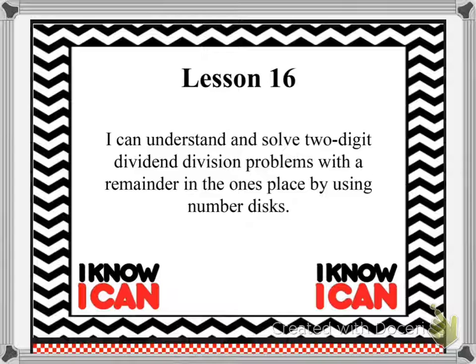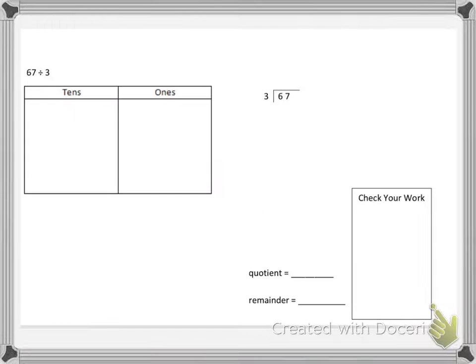I can understand and solve two-digit dividend division problems with the remainder in the ones place by using number disks. So we're going back to that place value chart tonight. Our first problem, 67 divided by 3, and we're going to use the place value chart to help model and solve the division problem. And we're also going to check our work by using the inverse operation of multiplication.